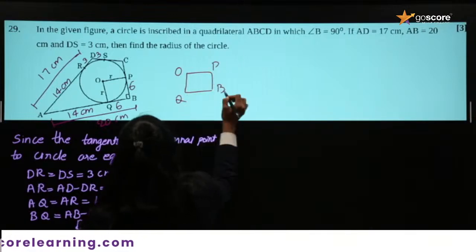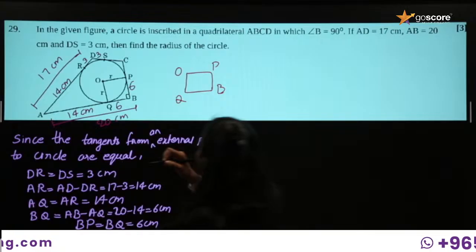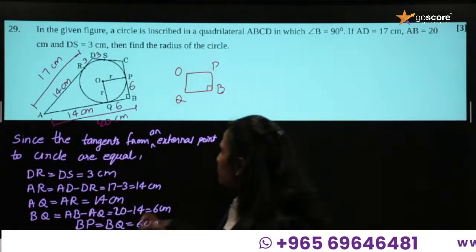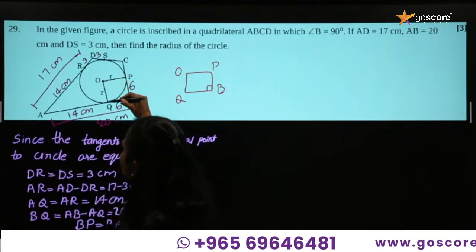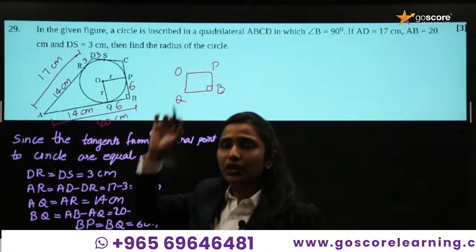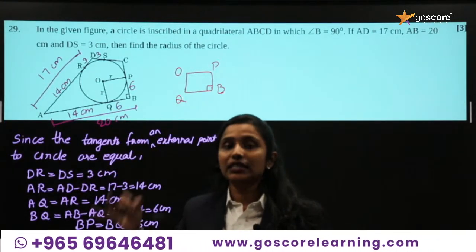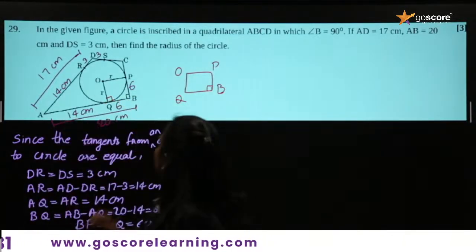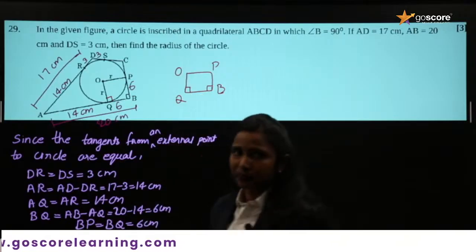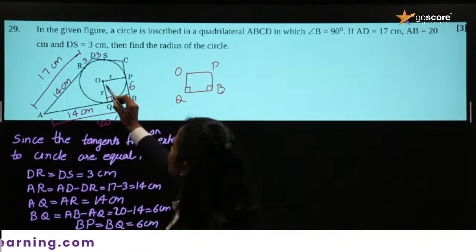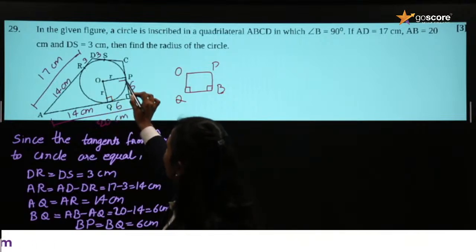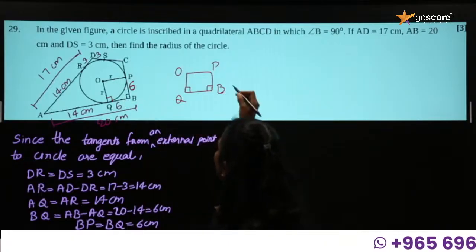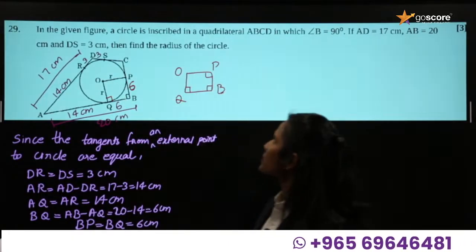OPBQ. Now, angle B is given as 90 degree. This OQ is the radius to the point of contact, and we know that the radius to the point of contact is perpendicular to the tangent. So this angle is 90 degree, that means this angle Q is 90 degree. And for the same reason, OP is also perpendicular to BP, so we can write it is also 90 degree.